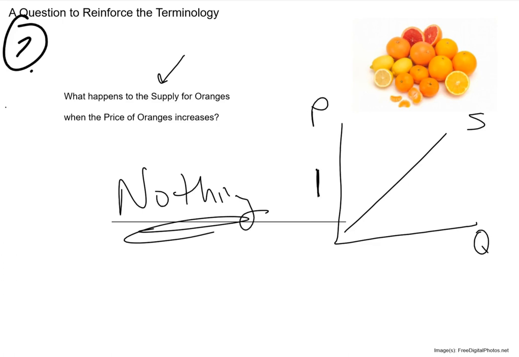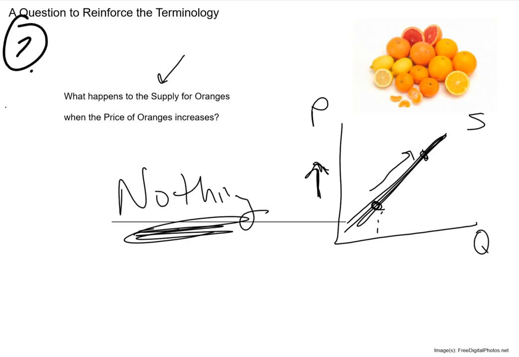If prices go up, what happens to the supply curve? Remember, supply is this line. What happens to that line when prices go up? Nothing happens to that line. If prices go up, what we're going to have is a movement along the supply curve. It's a movement along the supply curve.